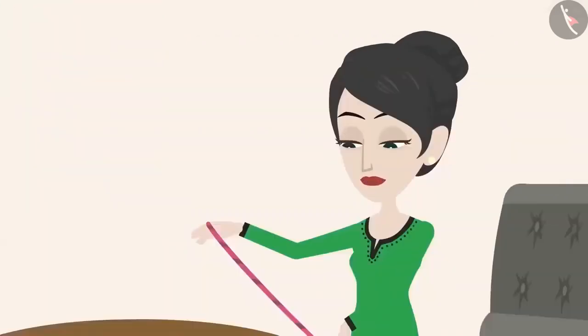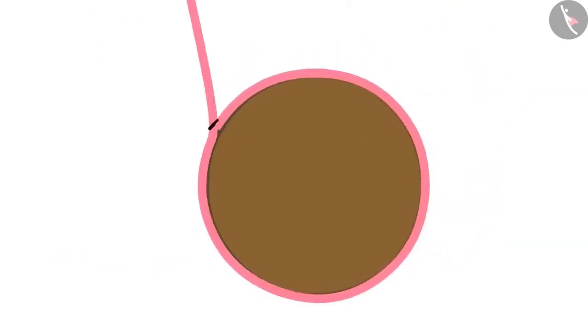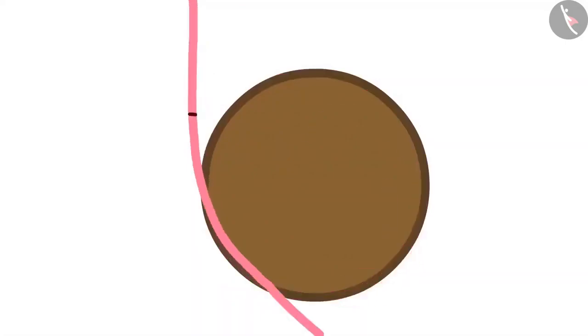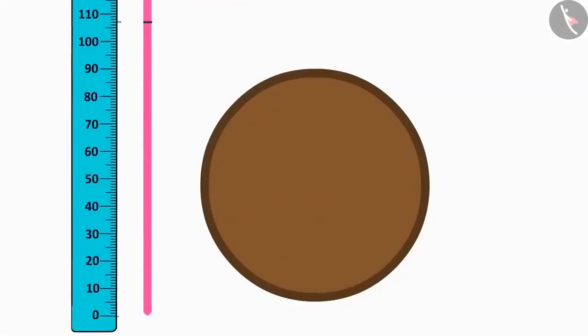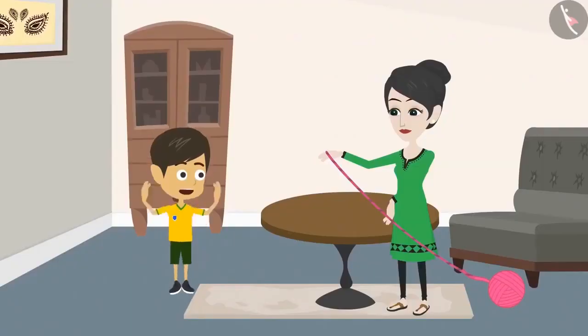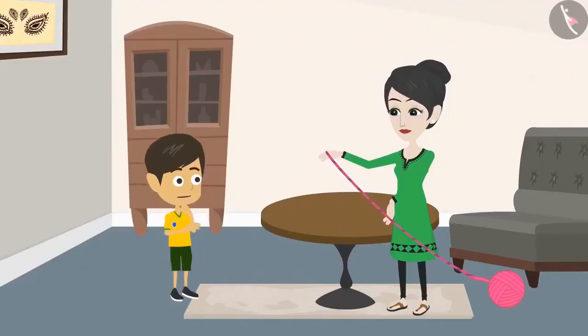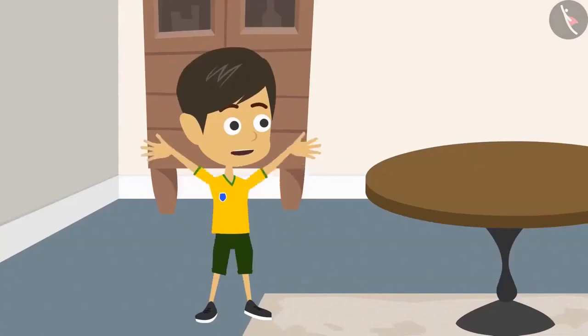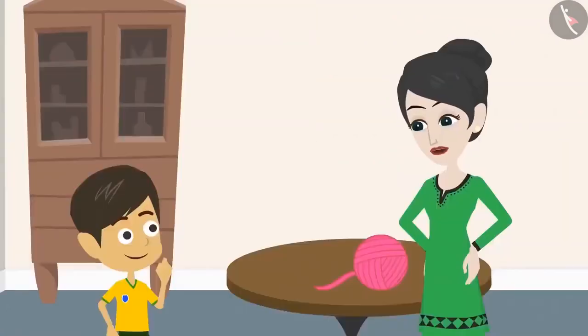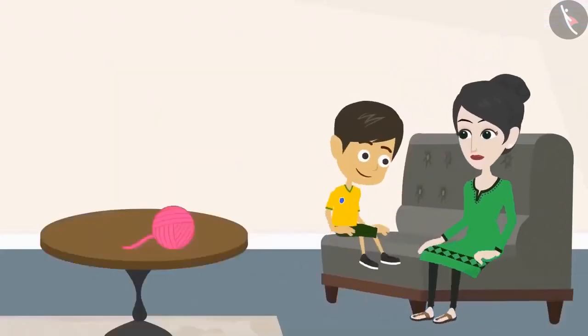It is very easy. By placing one end of the thread at a point on the edge of this table, I will wrap it around the complete edge. After that, I will mark the thread where it meets the starting point. Now, keeping the thread straight, I will measure it with a scale up to the marked point. This way, I will know what is the length of this table's boundary. Oh, wow! This method is great, Mummy! This way, we can measure the boundary of a curved shape. Yes, let's measure the boundary of another shape.